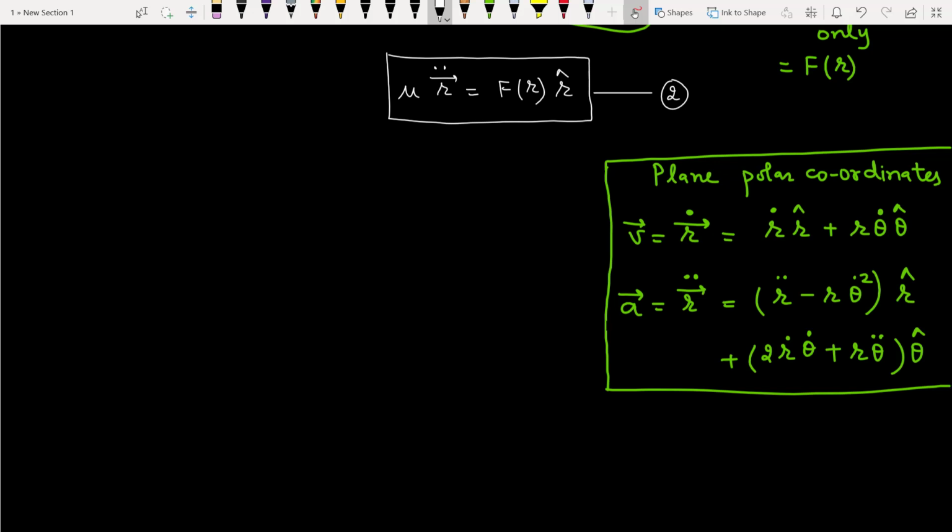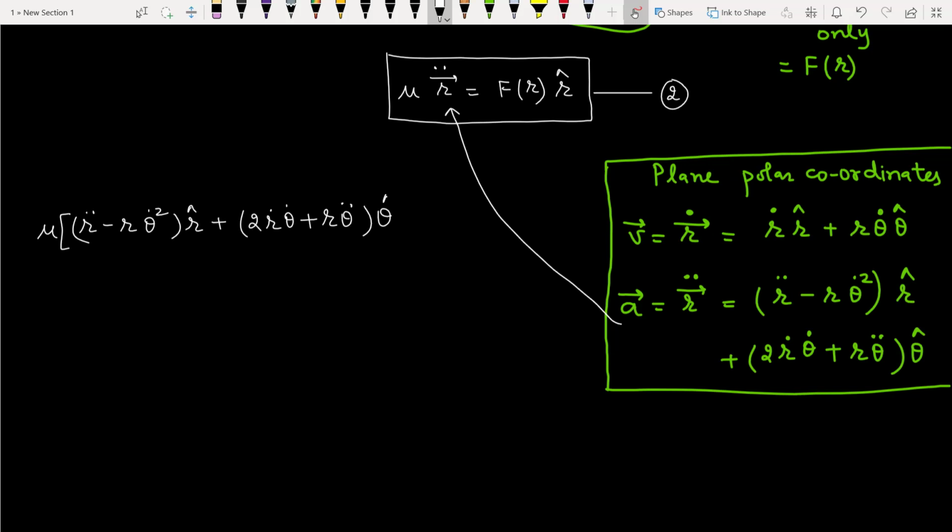So we will use this value of acceleration in equation number 1. So we will get mu into (r double dot minus r theta dot square) r cap plus (2 r dot theta dot plus r theta double dot) theta cap is equal to fr r cap. Now we mark this as equation number 1.